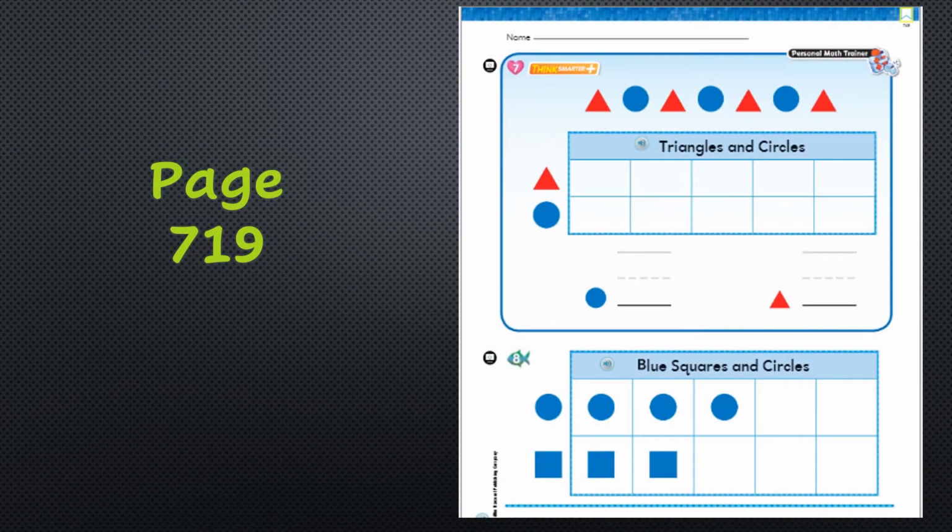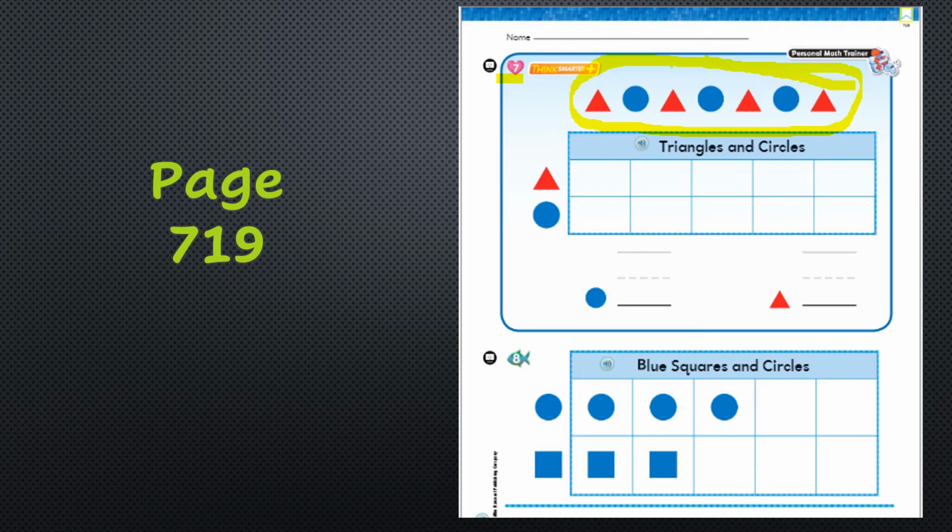Here we are now on page 719, and we're at the top looking at number 7, where you see some triangles and circles and a graph. For this activity, what you're going to do is take these shapes up here, the triangles and circles, and sort and classify them by shape and put them into the graph, okay?